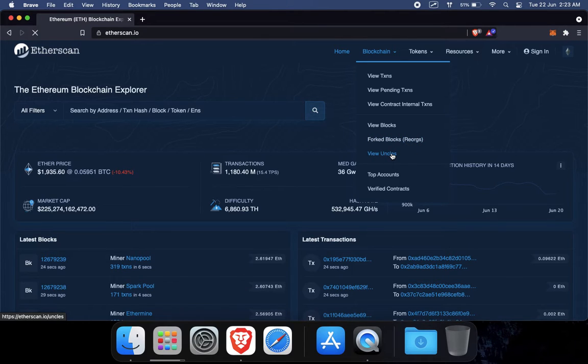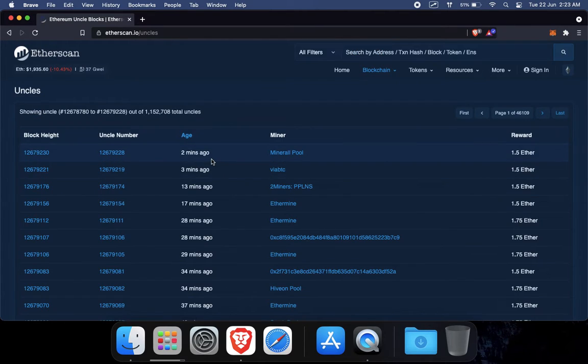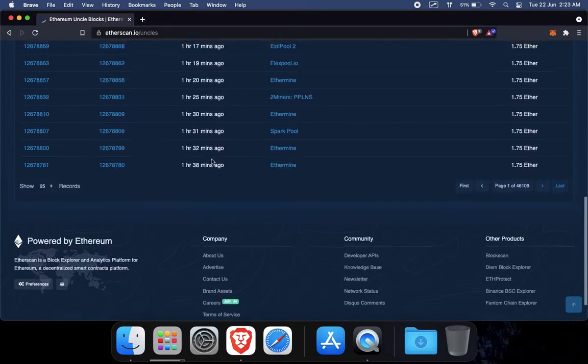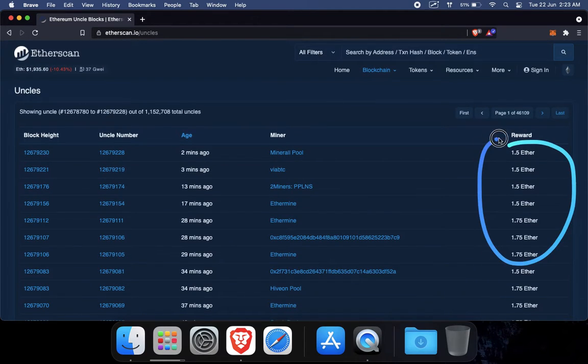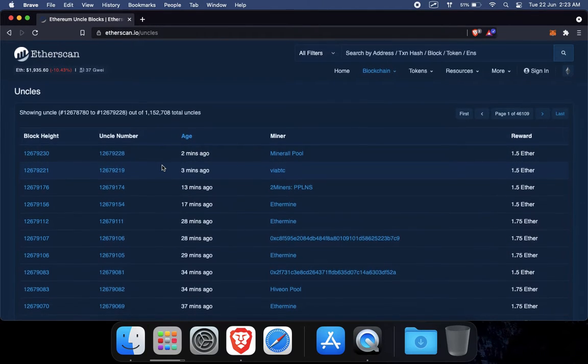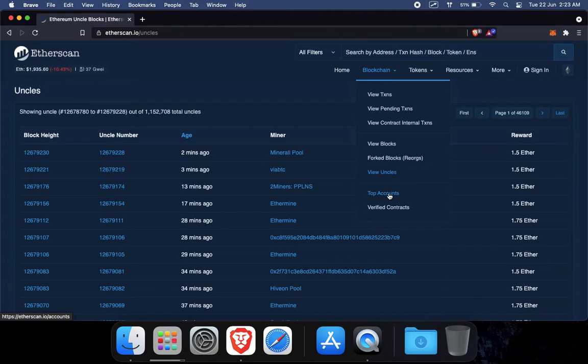View uncles. Uncles, as I mentioned earlier, are stale blocks, right? So these are stale blocks, but they also get rewarded, right? They also incentivize people to mine stale blocks, the reason being, I believe, that it adds to network security, right? So that's good. Top accounts.